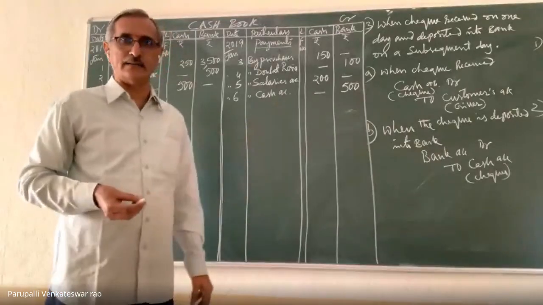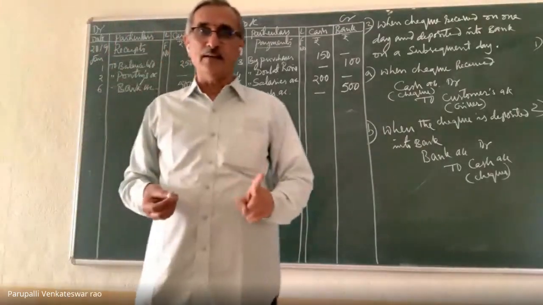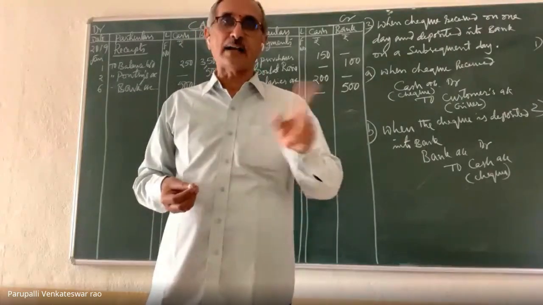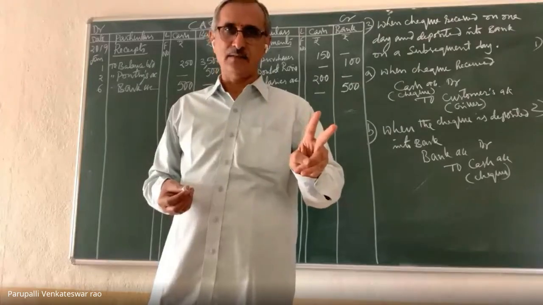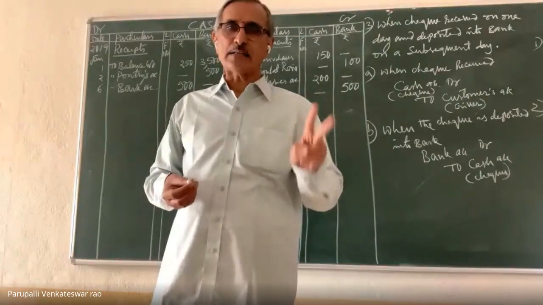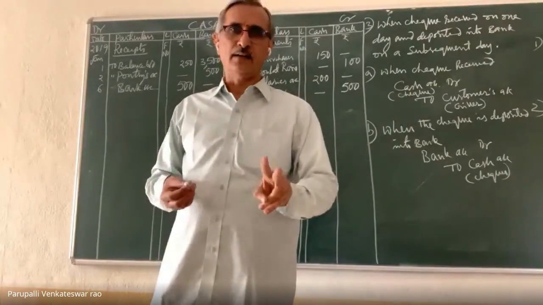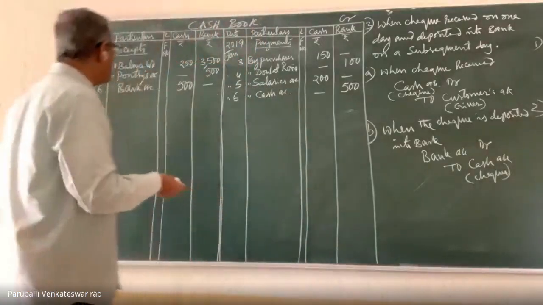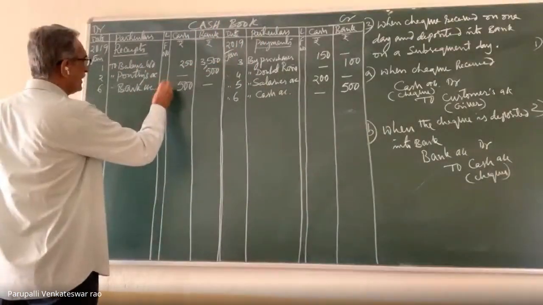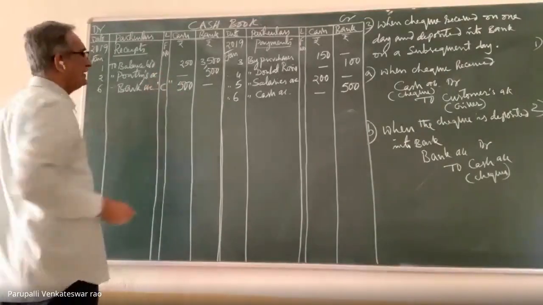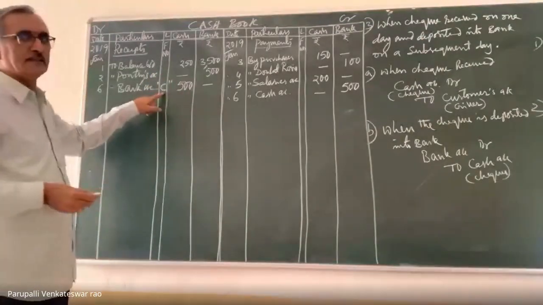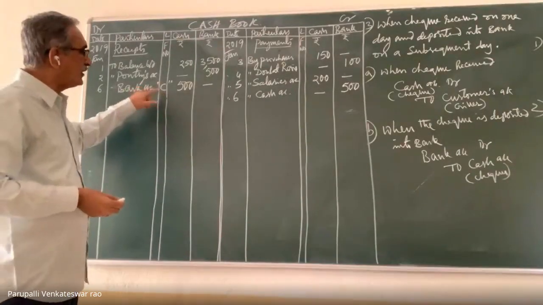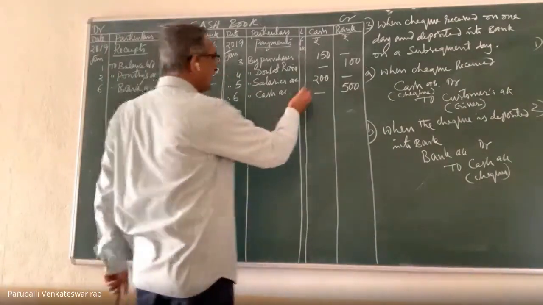This is a contra entry. A contra entry is one where cash and bank both the accounts are affected. Cash account is affected, bank account is also affected in the same transaction. In a transaction where cash account and bank account both are affected, this is called a contra entry. So to indicate a contra entry, the letter C is recorded in the ledger folio column. C means contra. So write C on both the sides.